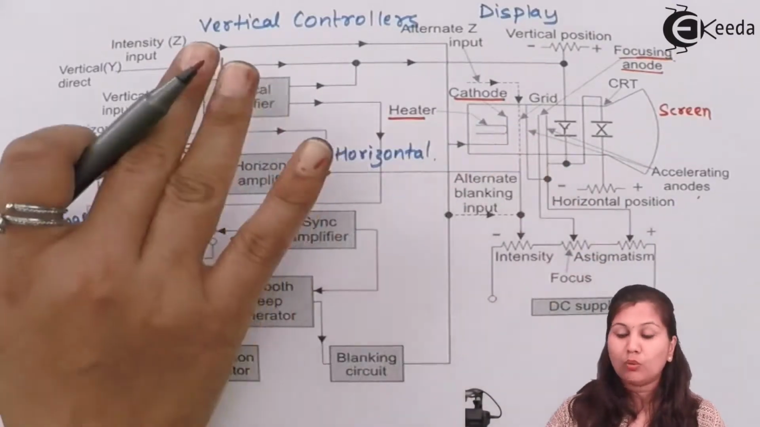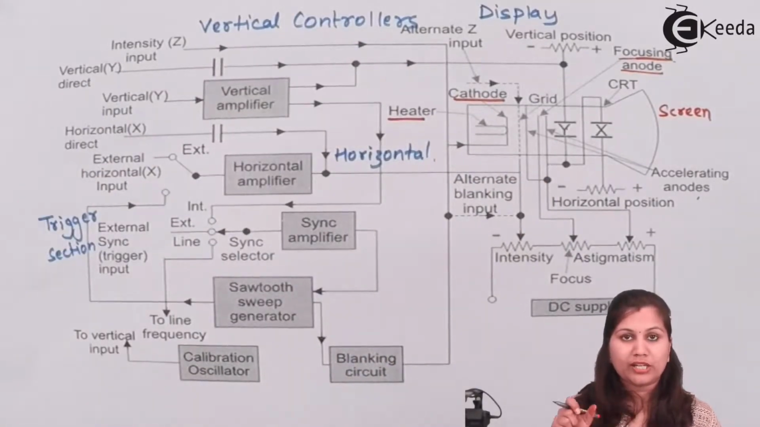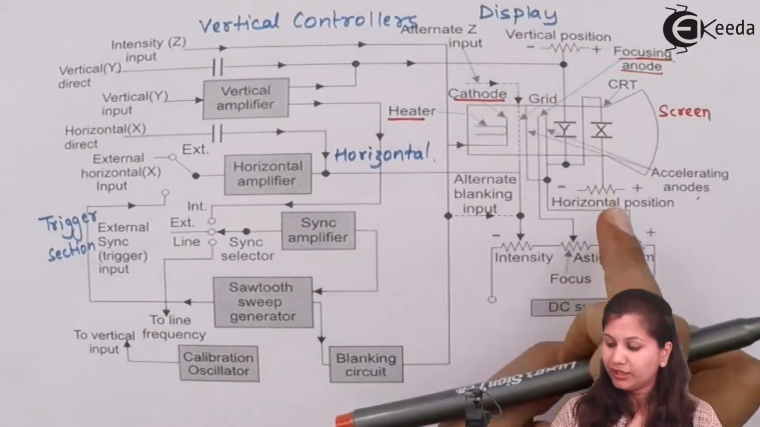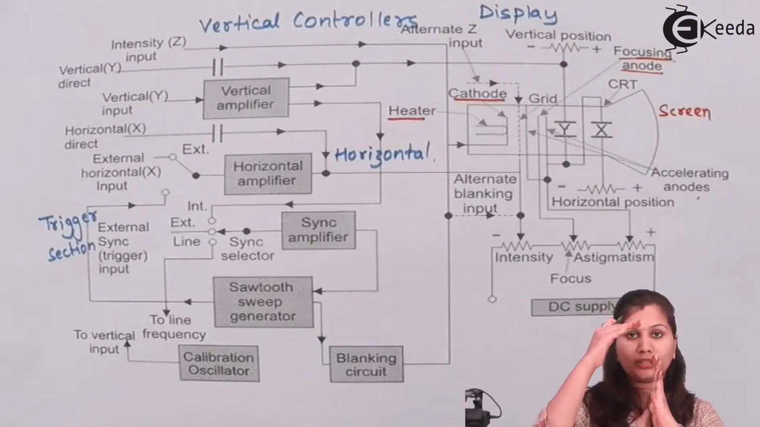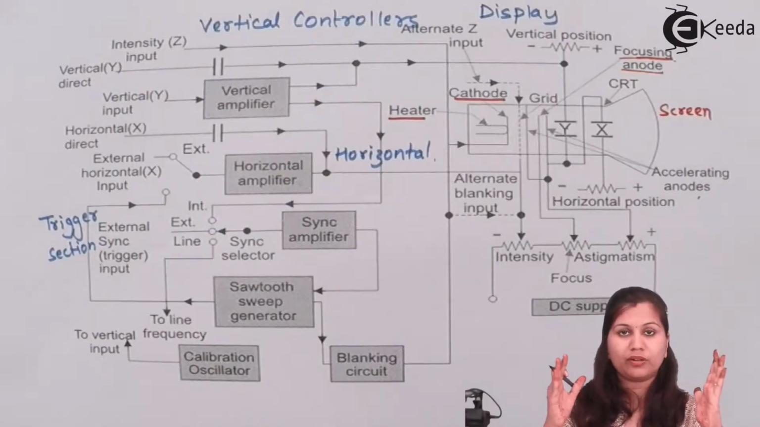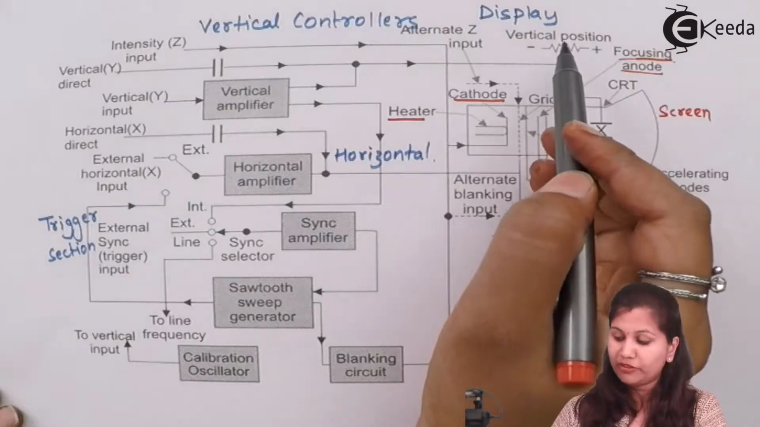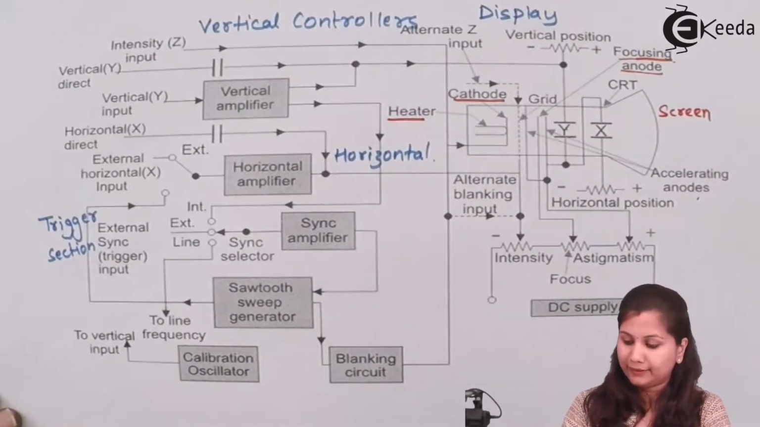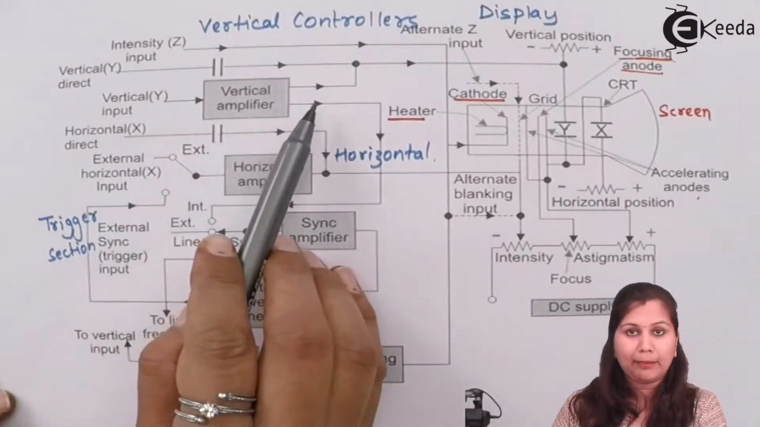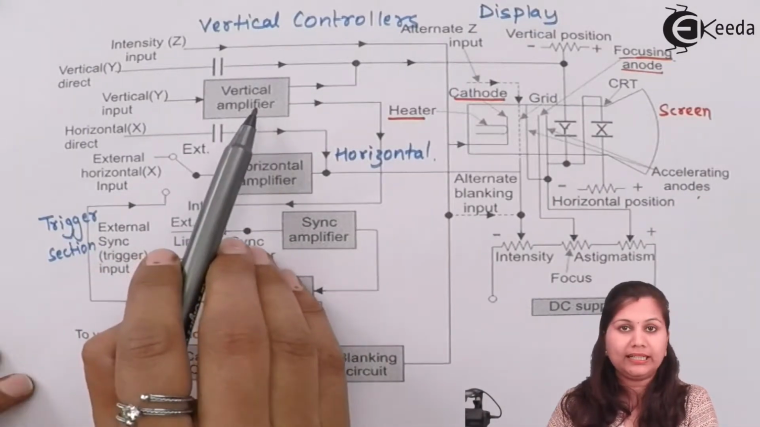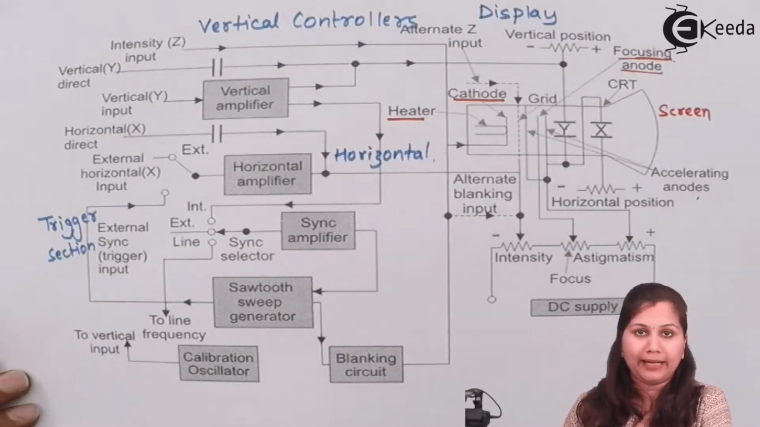Now coming to the vertical controllers. In the vertical controllers, to change the vertical position, we have these knobs for the vertical position. If we want the waveform to be in the center of the screen, we can change the vertical position with the help of this knob which is present on the CRO panel. Now in this vertical controller, we are having the vertical amplifier. The function of this vertical amplifier is to amplify the input signal which is applied to it.